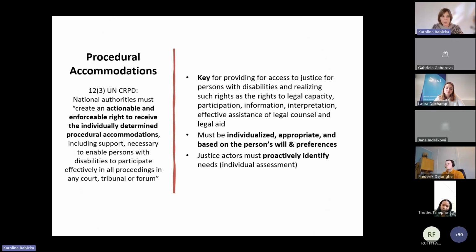So when it comes to procedural accommodations, because of the existing barriers, persons with disabilities will often not participate in legal proceedings fully, and therefore we need procedural accommodations to allow for that effective participation and full realization of access to justice. This is stated in Article 12 CRPD, and they must be individualized, appropriate, and based on the person's will and preferences. And justice actors must proactively identify the needs of the person concerned.